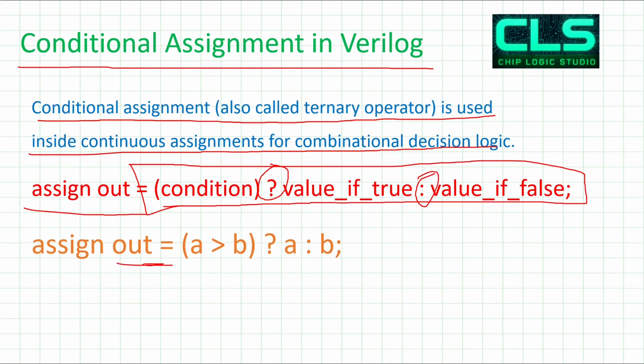So this is the variable output, and here you can write our condition, a comma b. If this condition is true, then a will be the output. If this condition is false, b will be the output. For example, a is equal to 1 and b is equal to 2. Here a is not greater than b, so the output will be 2. If a is 3, then the output will be 3.